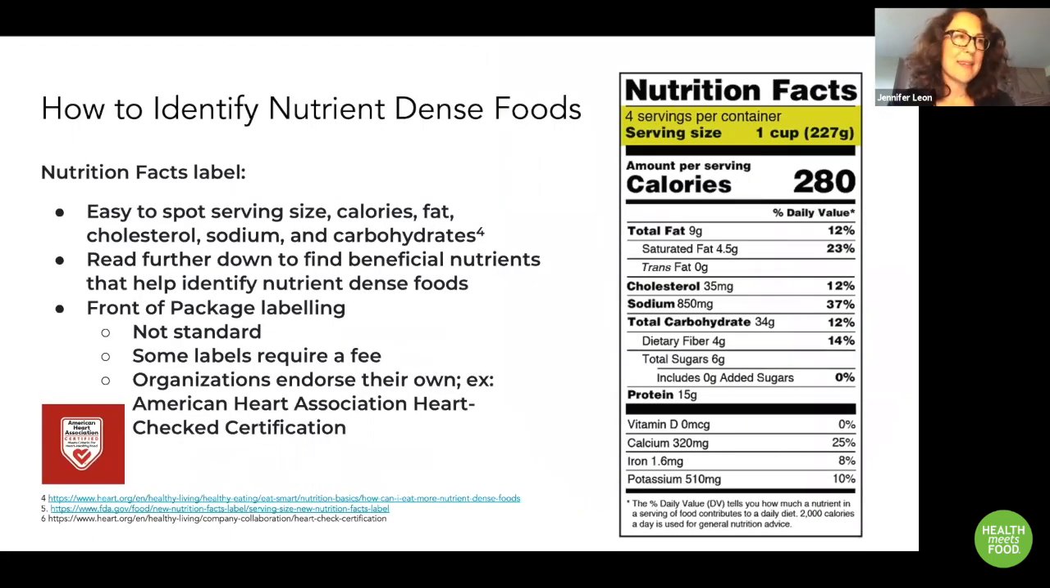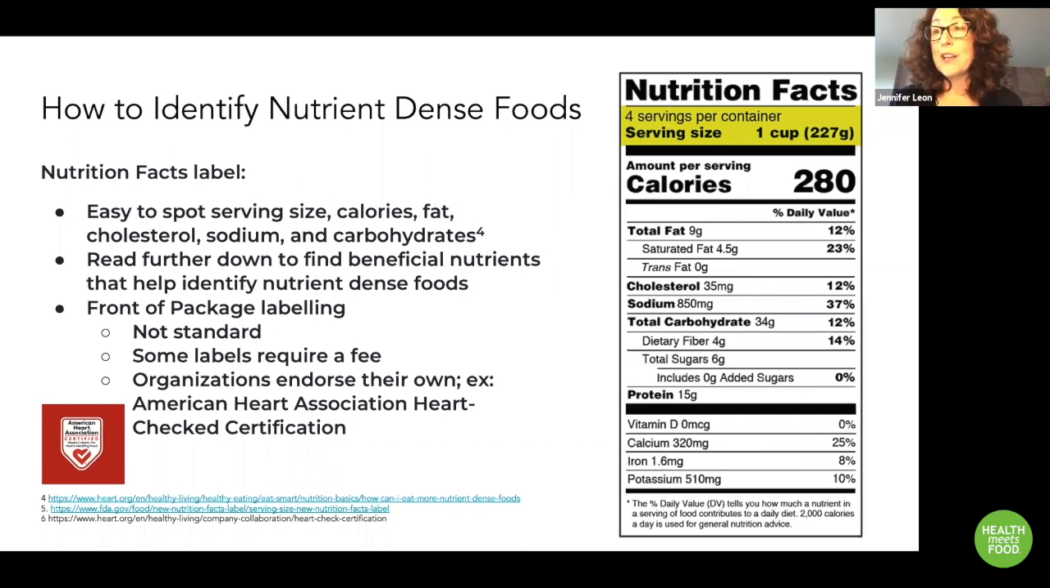So, the nutrient facts label. One of the ways that we can identify a nutrient-dense food is to look at the nutrient facts label. What's interesting about this label is that a lot of the things we want to avoid are at the top. So we'll first look, just to run through it, at the very top, where it says how many servings are per container and how much is a serving size, so that you can easily see if you're having a cup of something, but there are 4 servings of this cup in the whole package.